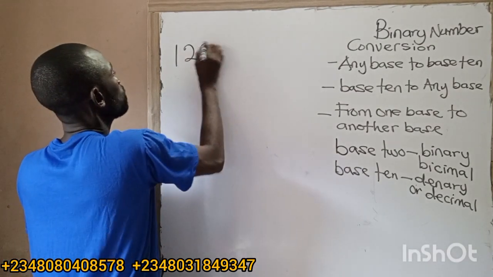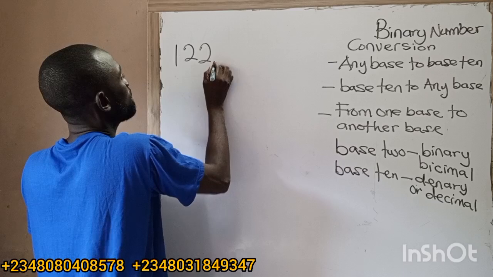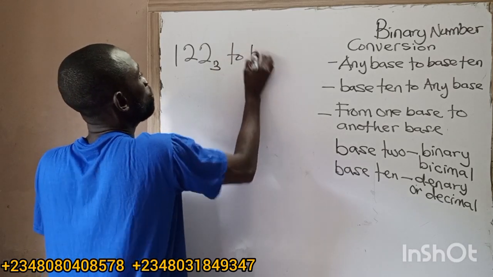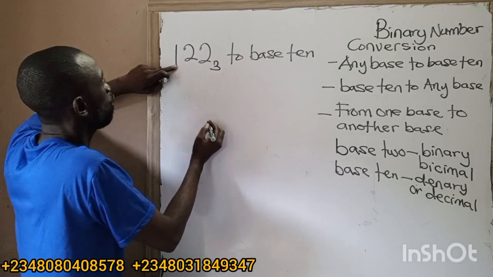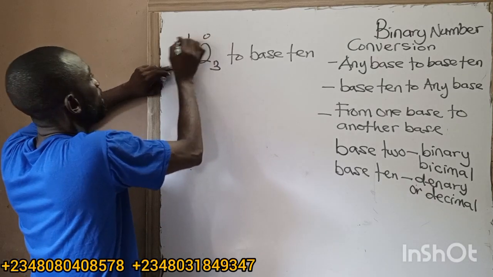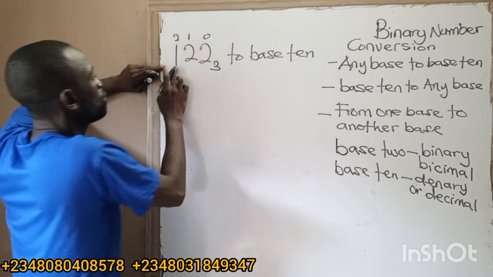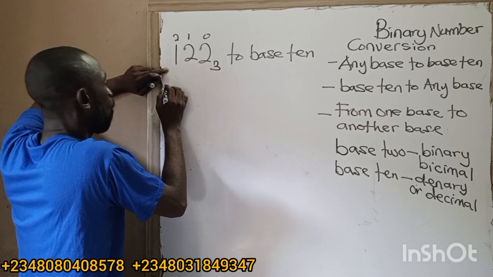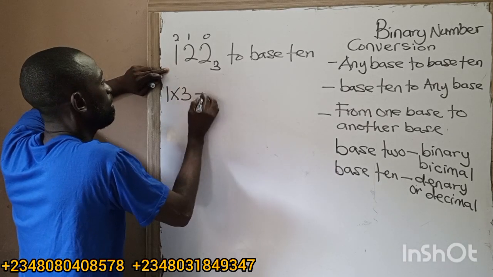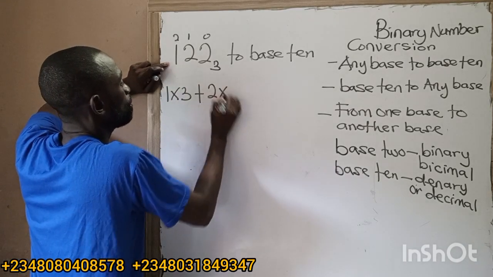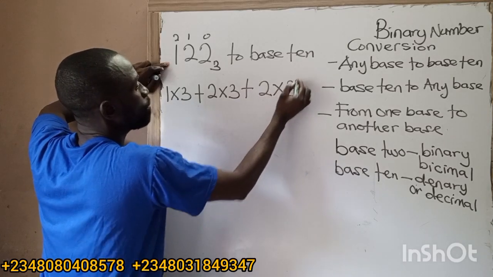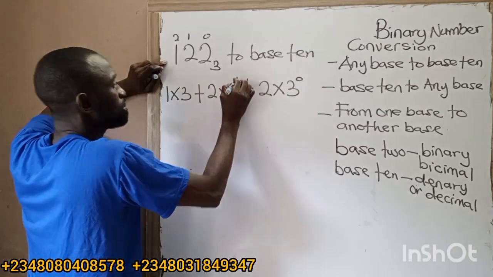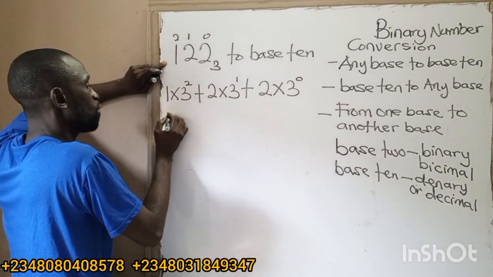122 base 3 to base 10, what is the rule? We expand. How do you expand? We first put 0 here, 1 here, and 2, the way we do it normally. So what's the next thing? We now say 1 times 3 plus 2 times 3 plus 2 times 3. This will carry 0, this will carry 1, this will carry 2.